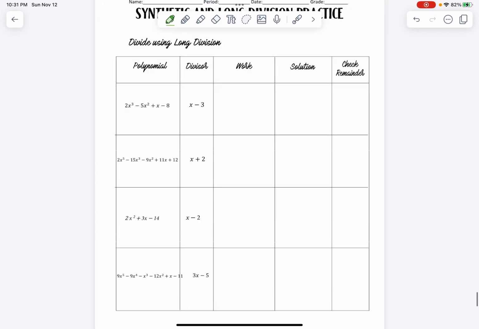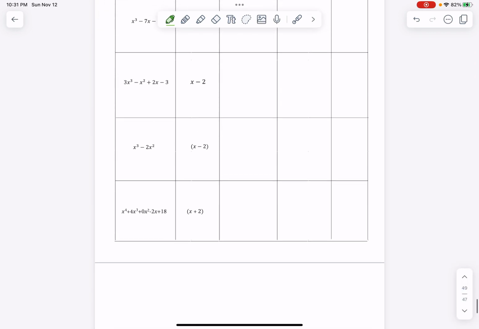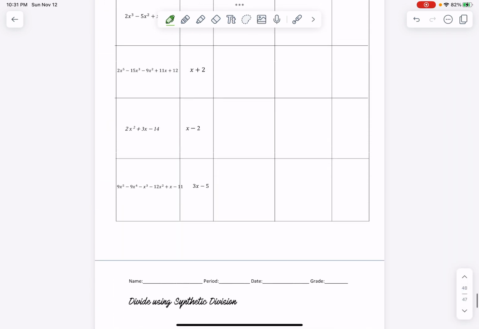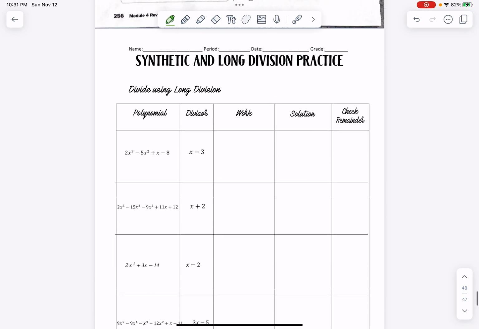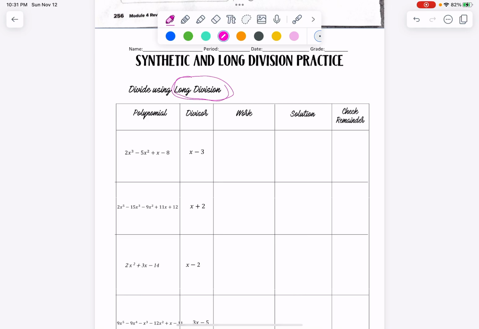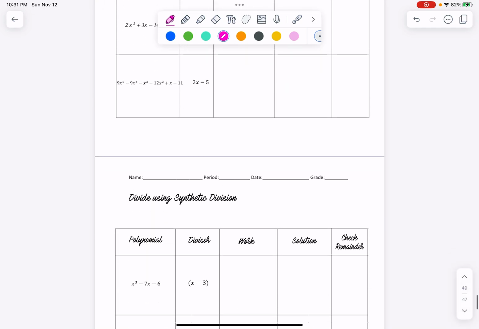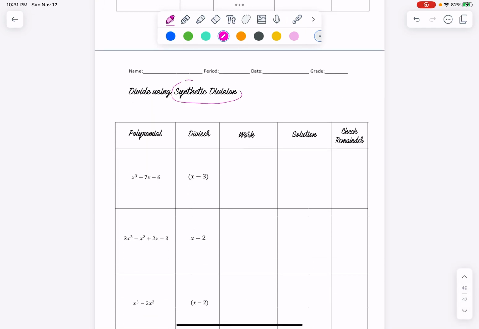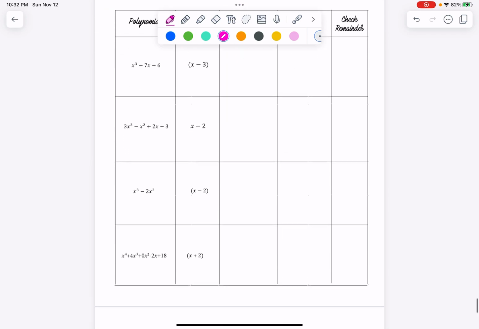The one side is long division and the other side is synthetic division. So as soon as you have that, the first thing I want you to do is circle the part where it says long division, and then circle on the other side where it says synthetic division, so you know which side is which. Okay, we are going to do the top one on each page together just so you can get an idea of what you're doing, and then you'll do the other three for homework.